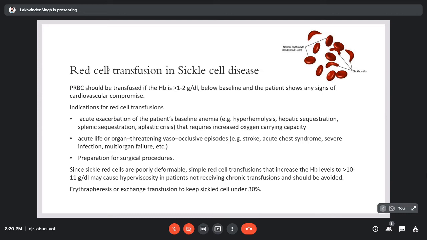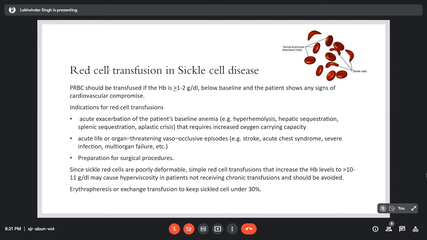Indications remain some acute exacerbation of the patient's baseline anemia, hyperhemolysis, hepatic sequestration, splenic sequestration, aplastic crisis, and all, which require increased oxygen carrying capacity. In that case, of course, you can give blood transfusion, because if a person has a sickle cell population of 40%, if you transfuse 1 unit of blood, then the proportion will decrease to maybe 35% or 34%, that will help in this sickle crisis.